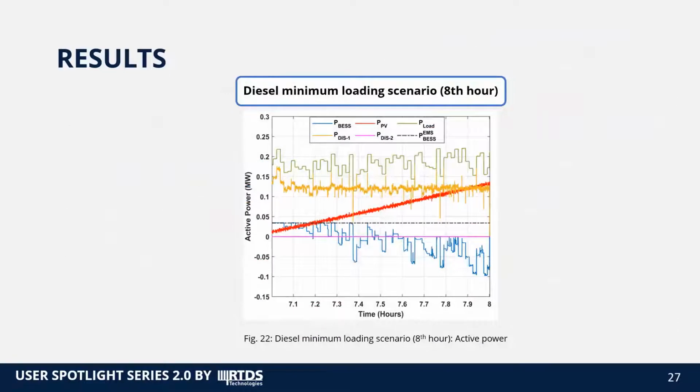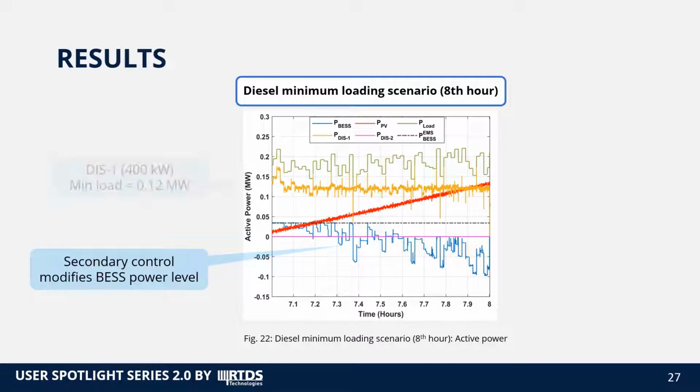At the 8th hour, we have a diesel minimum loading scenario. In response, the power management system will modify the battery energy storage power level in order to maintain the minimum loading of the diesel, which is 0.12 megawatt.